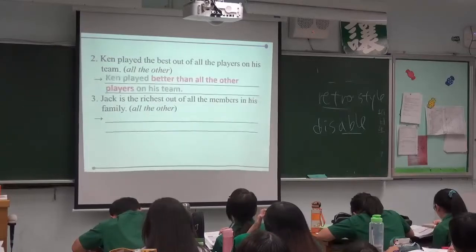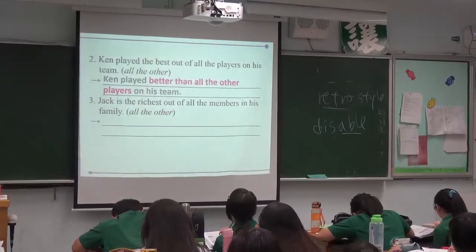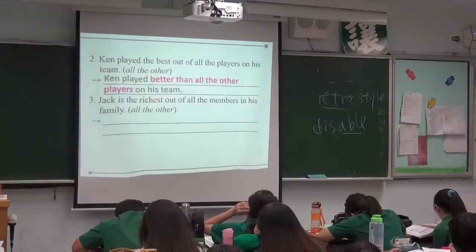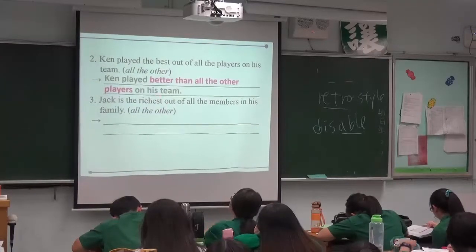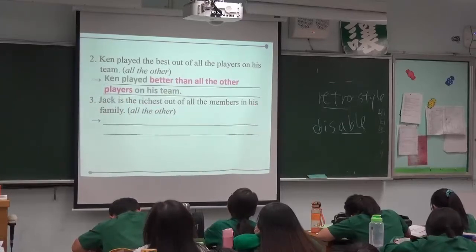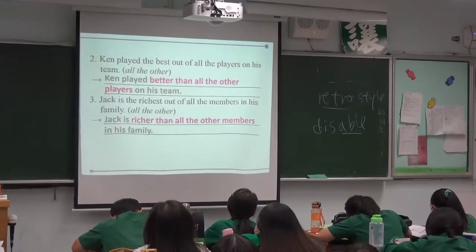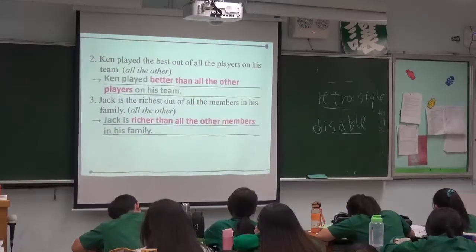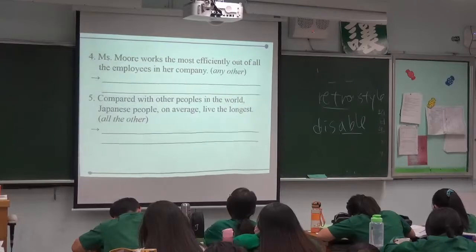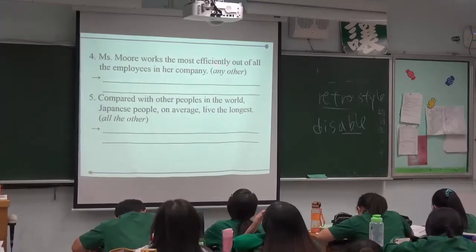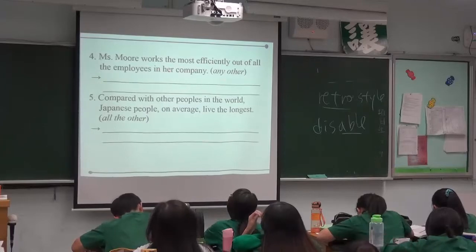Easy. So here, and number three, Jack is the richest out of all the members in his family. So here, if you use richer, how can you change it? Richer than all the other members in his family. Yeah, easy. So like here, could you please read it once again? Jack is richer than all the other members in his family. And here, number four, Ms. Moore works the most efficiently out of all employees in her company.